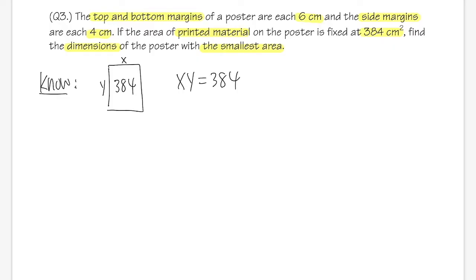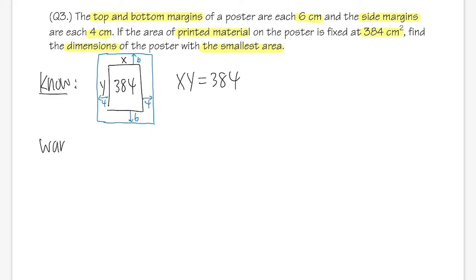Now, we also want to have margins for this poster. For the top and bottom, we want to have 6 centimeters each. So go up by 6, likewise, extend this by 6 as well. So it will be like this and like that. And for each side, we want to have 4 centimeters. So extend it to be 4, and then likewise 4. So that's the picture. Alright, that's pretty much the scenario.